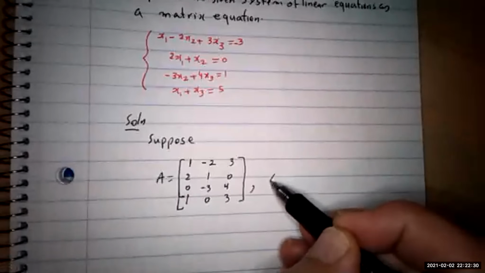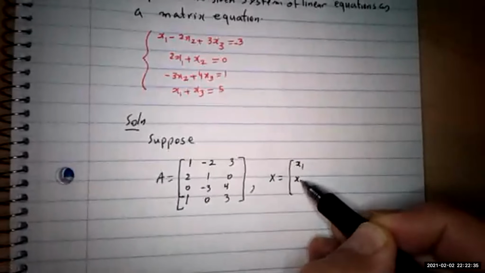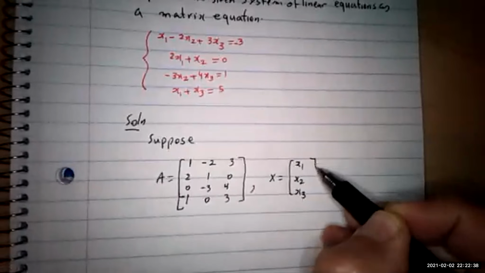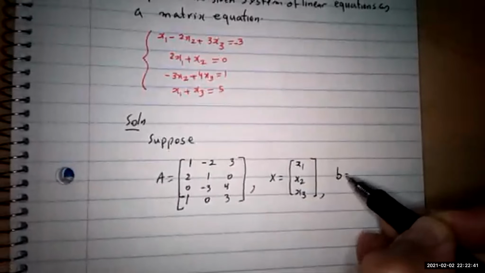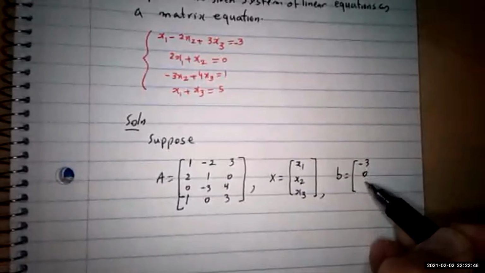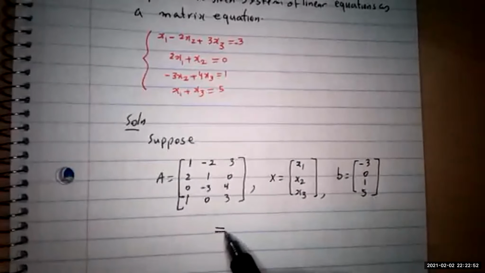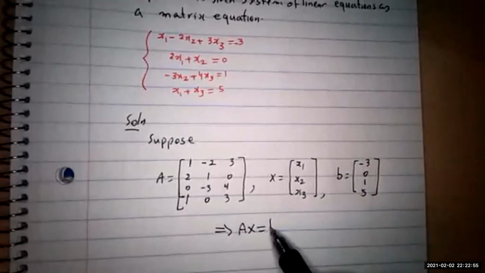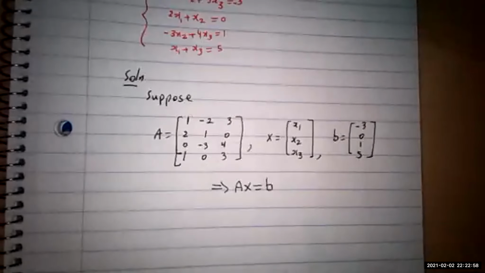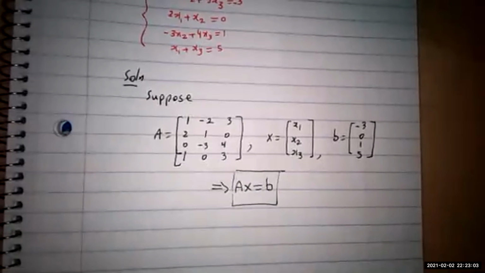Then the matrix of the unknowns is x1, x2, and x3. And for the constants, we get negative 3, 0, 1, and 5. So eventually, this is going to be AX equal to B, the matrix equation of the given system. You will see later on that this is going to be your job.